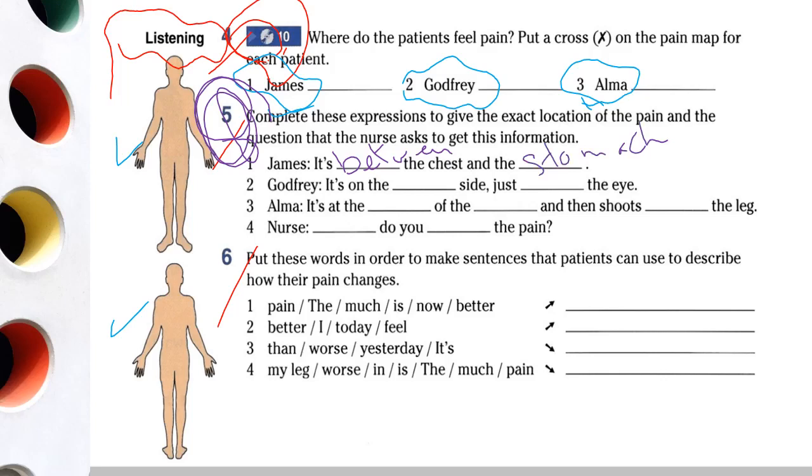Godfrey, it's on the front. It's on the front side, just above the eyes. Alma, it's at the back of the hip, and then shoots down her legs. Very good.